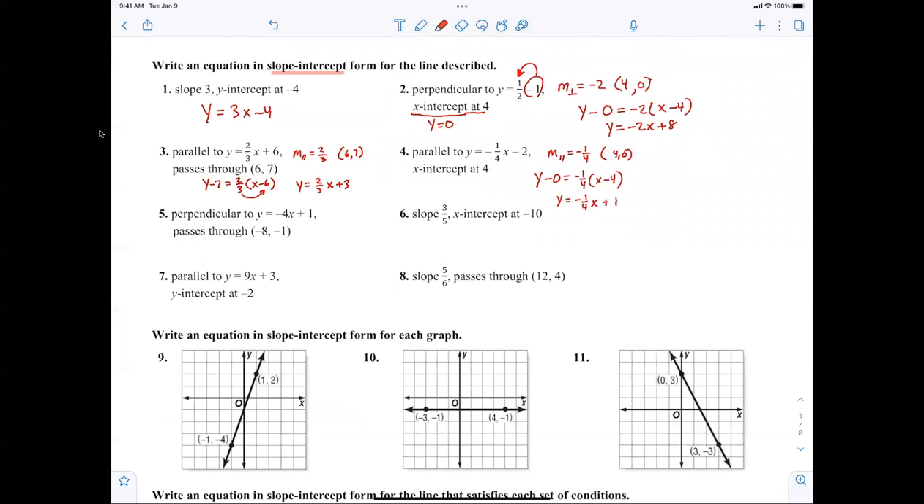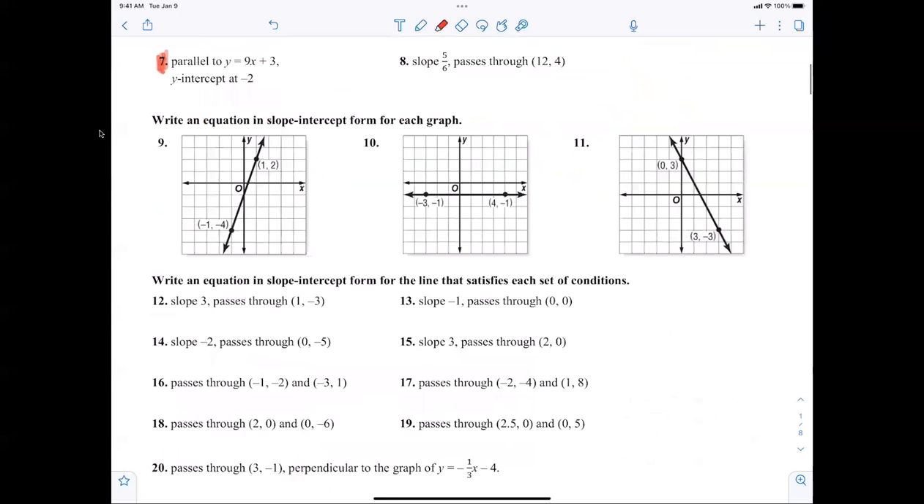Do me a favor. Let's highlight 5 and 7. That's what I want you to do tonight. Now let's go to the next one. Slope-intercept form.